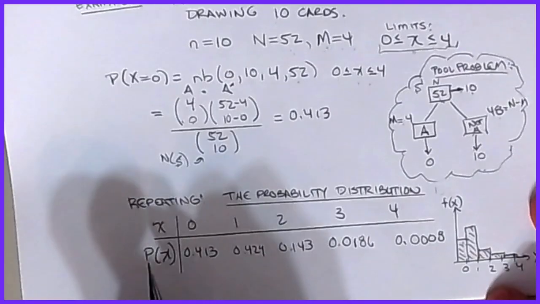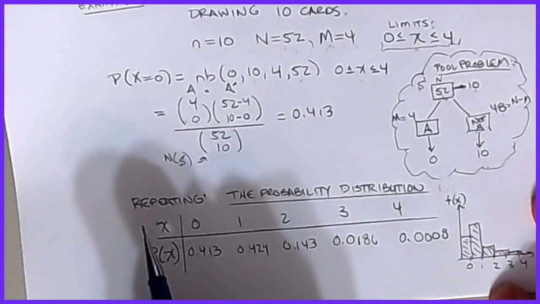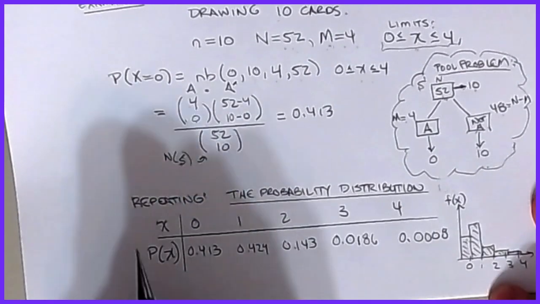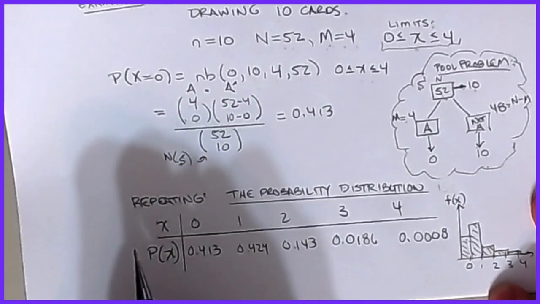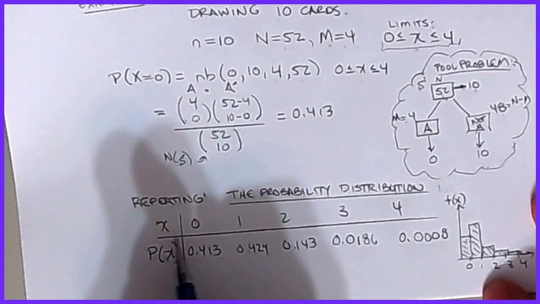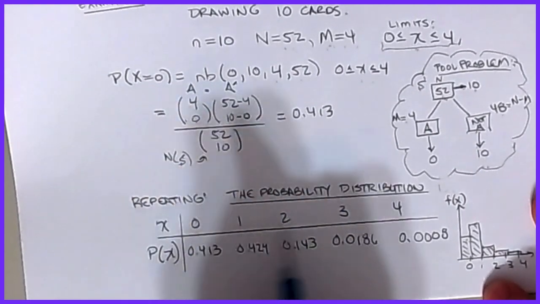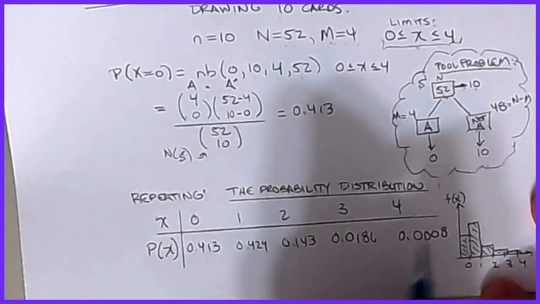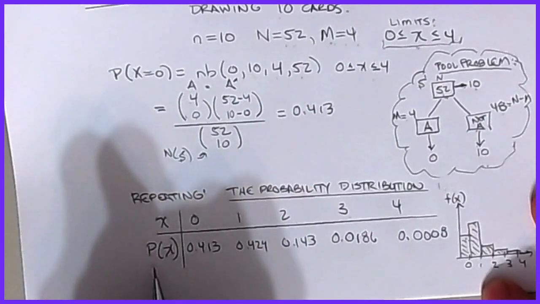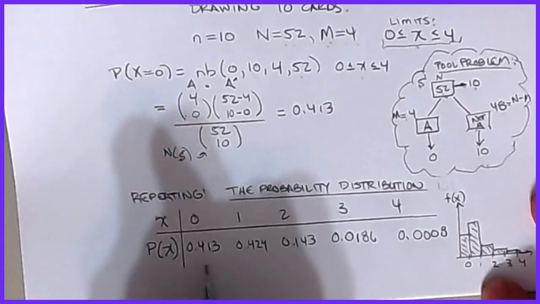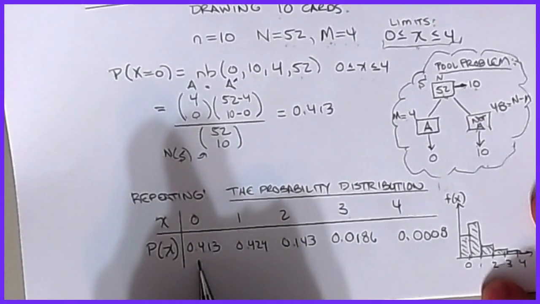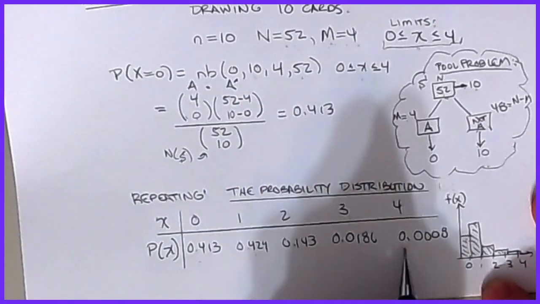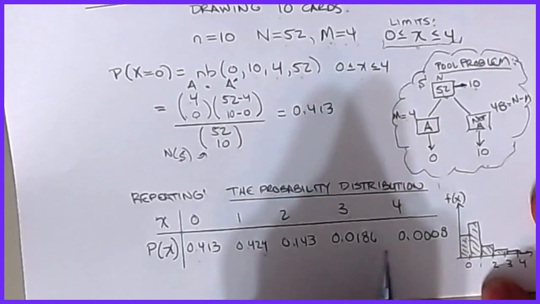Now, what I've done in this is that, repeating for the probability distribution, our x is going to be any of the values of 0, 1, 2, 3, or 4. That defines my entire possible range of values because obviously you can't have more. Okay, the probability of x then for this, my first value we did was 0.413, and then I can do the math similarly to find all the other values, and that's what I've shown here.